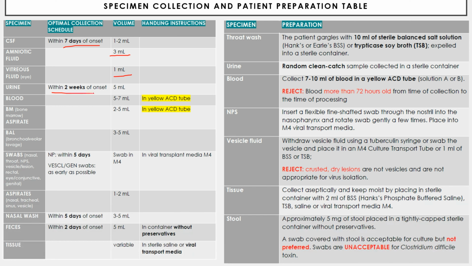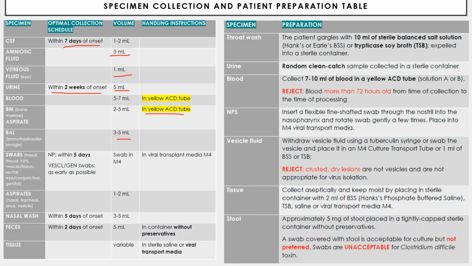Urine should be collected within 2 weeks of onset, at least 5 ml. For blood, 5 to 7 ml in a yellow ACD tube. For bone marrow aspirate, 2 to 5 ml in a yellow ACD tube. For bronchoalveolar lavage, 3 to 5 ml. For nasal, throat, NPS, vesicular lesion, rectal, eye, and conjunctival swabs, for the nasal swabs, class, within 5 days. For vesicular and genital swabs, as early as possible. Then swab in a tube with viral transport media or M4.